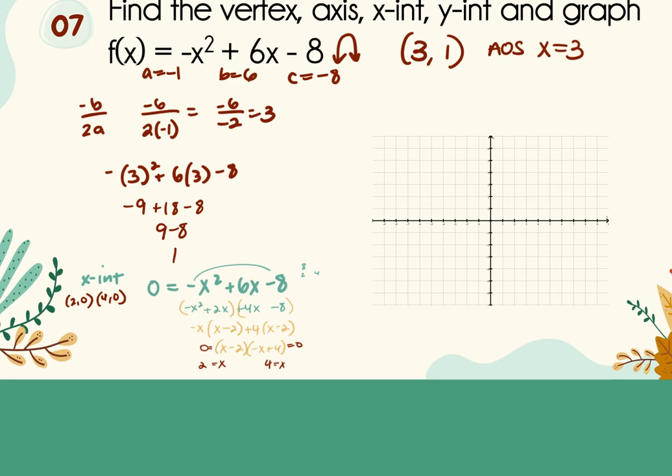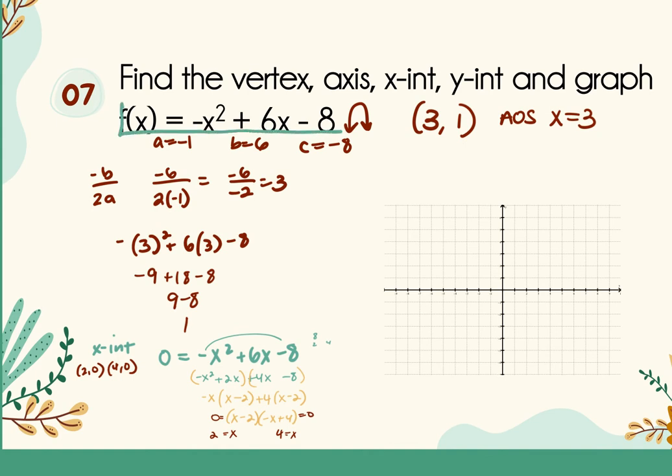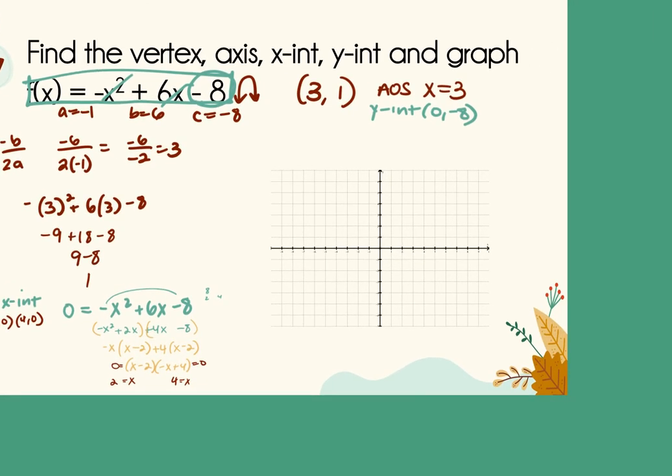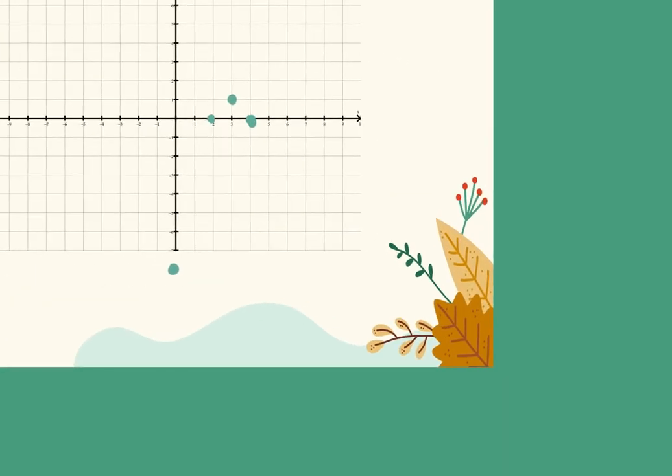And then the y-intercept from standard form is the easiest thing because it is just the c. And now I'm going to plot all that information. So (3, 1), (0, negative 8). Wait, how do you get the y-intercept? You plug 0 in for x. So if it's in standard form, this is always going to go away, this is always going to go away, and it's just the c left. (2, 0) and (4, 0). And there's my parabola.